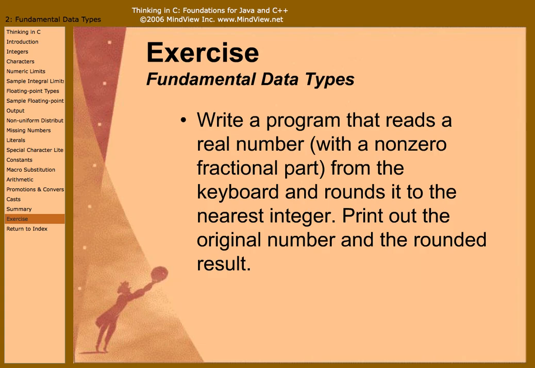Just to get used to numeric types and numeric operations, what I'd like you to do in this exercise is just read a number in from the keyboard. Make sure it's a floating point number that has a decimal point. So, of course, you'll have to use the %f format in your scanf statement. And round it to the nearest integer. Print out the original number and the rounded result. I'm assuming you know how to round something to the nearest integer. If you've forgotten, well, it's in the solution.